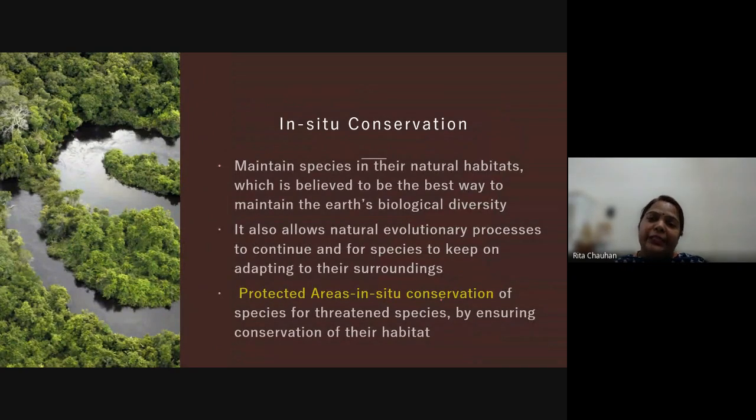In situ means we have to conserve species in their natural environment. So how can we do it? We can have more and more protected areas for this kind of conservation. We should have national parks, sanctuaries, and biosphere reserves. If we conserve that entire area, then the plants and animals both present in that area will be conserved.